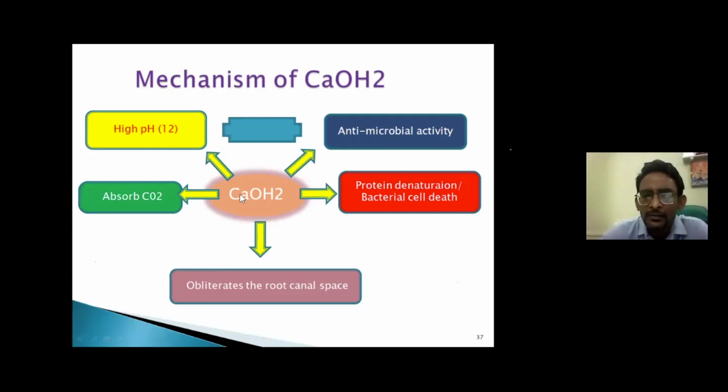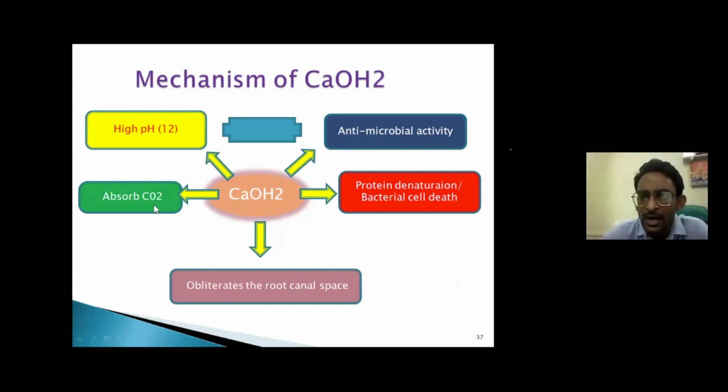Calcium hydroxide dissociates and releases calcium and hydroxyl ions, which give a high pH. This high pH of about 12 has a detrimental effect on the bacterial cell. It causes disruption of the bacterial cell and killing of the microorganism. This calcium hydroxide also absorbs carbon dioxide because, as we know, in case of root canal infection, the environment in the root canal is mostly anaerobic and there is a production of carbon dioxide by the bacteria.